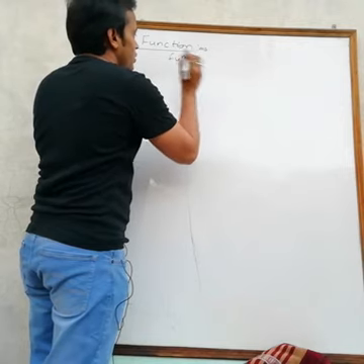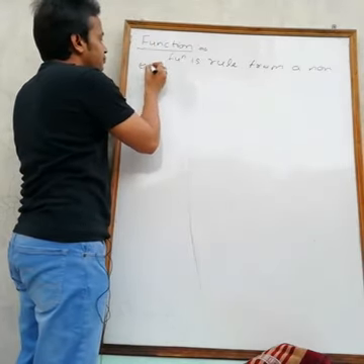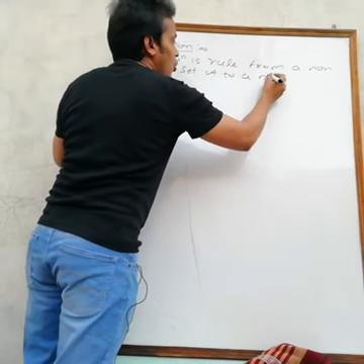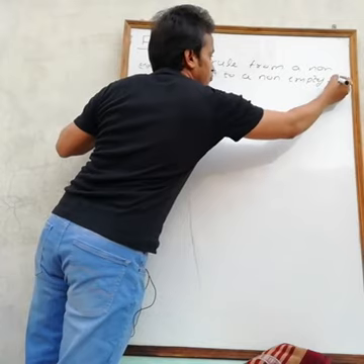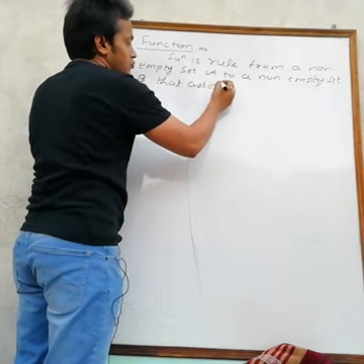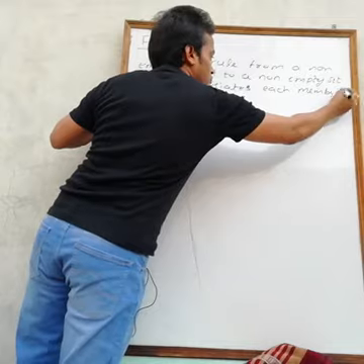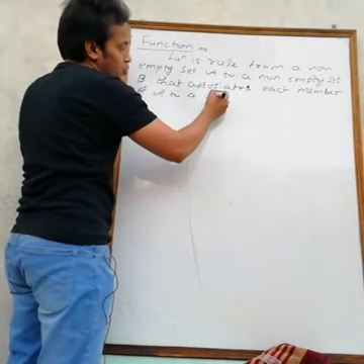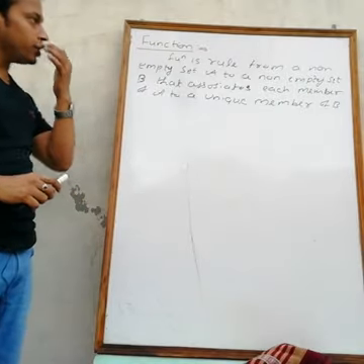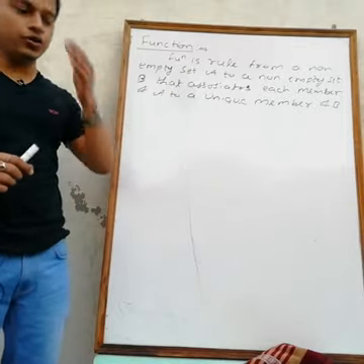Function is a rule from a non-empty set A to a non-empty set B that associates each member of A to a unique member of B. Okay, so function is a rule from a non-empty set A to another non-empty set B that associates each member of A to a unique member of B.